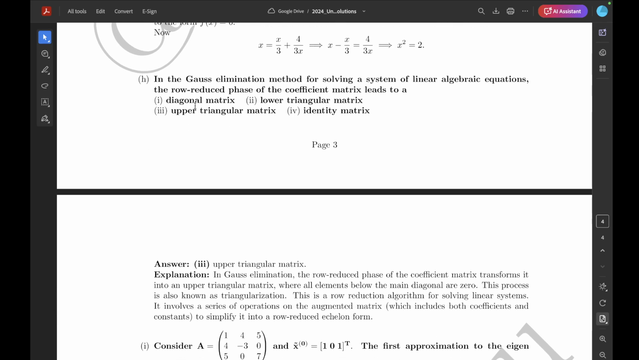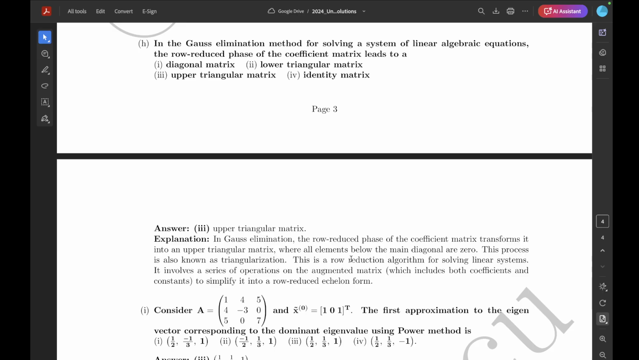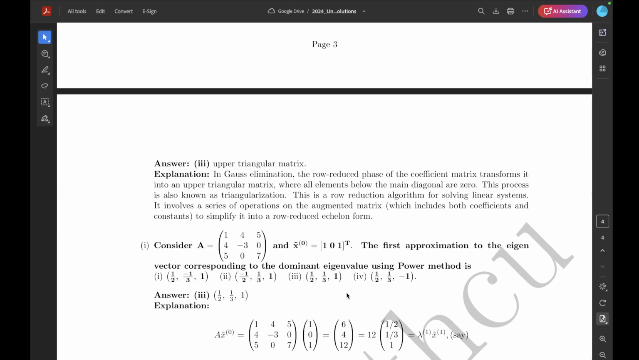Question H. In the Gauss elimination method for solving a system of linear algebraic equations, the row reduced phase of the coefficient matrix leads to an upper triangular matrix. The correct option is 3, because in Gauss elimination, the row reduced phase of the coefficient matrix transforms it into an upper triangular matrix by the row reduction method. This process is also called the triangularization method. So the correct option is 3.